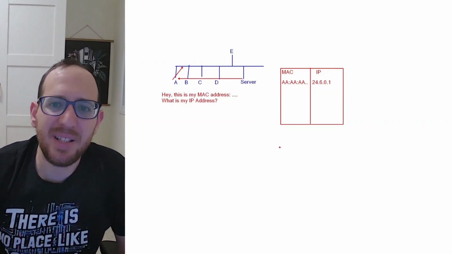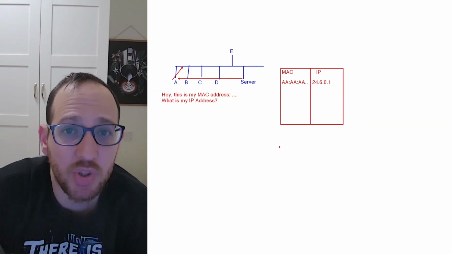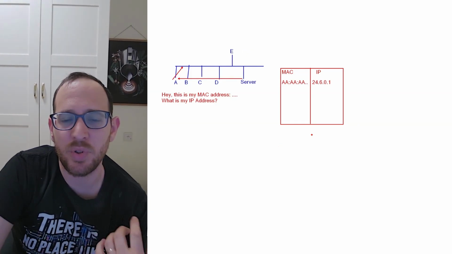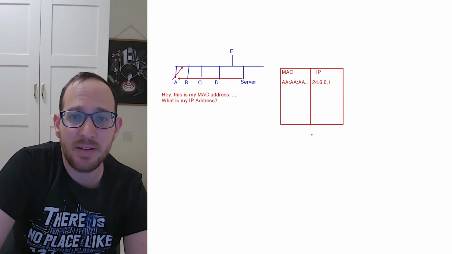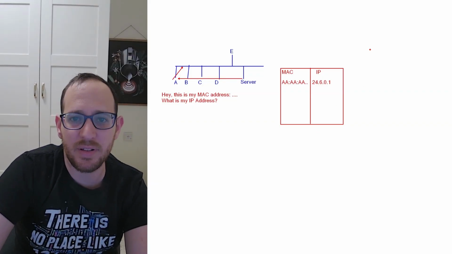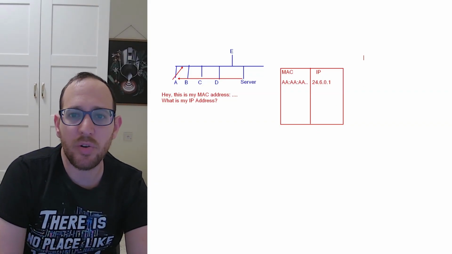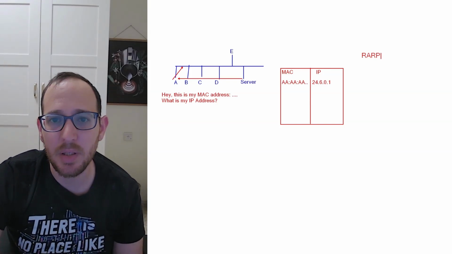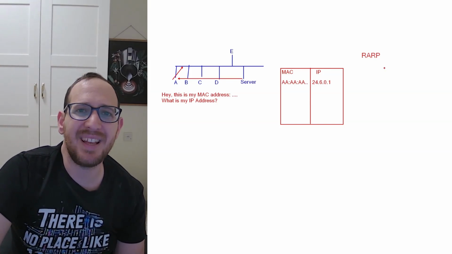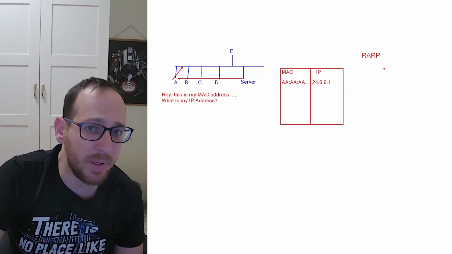Does this look familiar? It feels very much like ARP, Address Resolution Protocol, which helps us resolve an IP address to its corresponding MAC address. This is exactly the reverse, and this protocol is indeed called RARP, for reverse ARP, which is good and all, but it has a few main drawbacks.